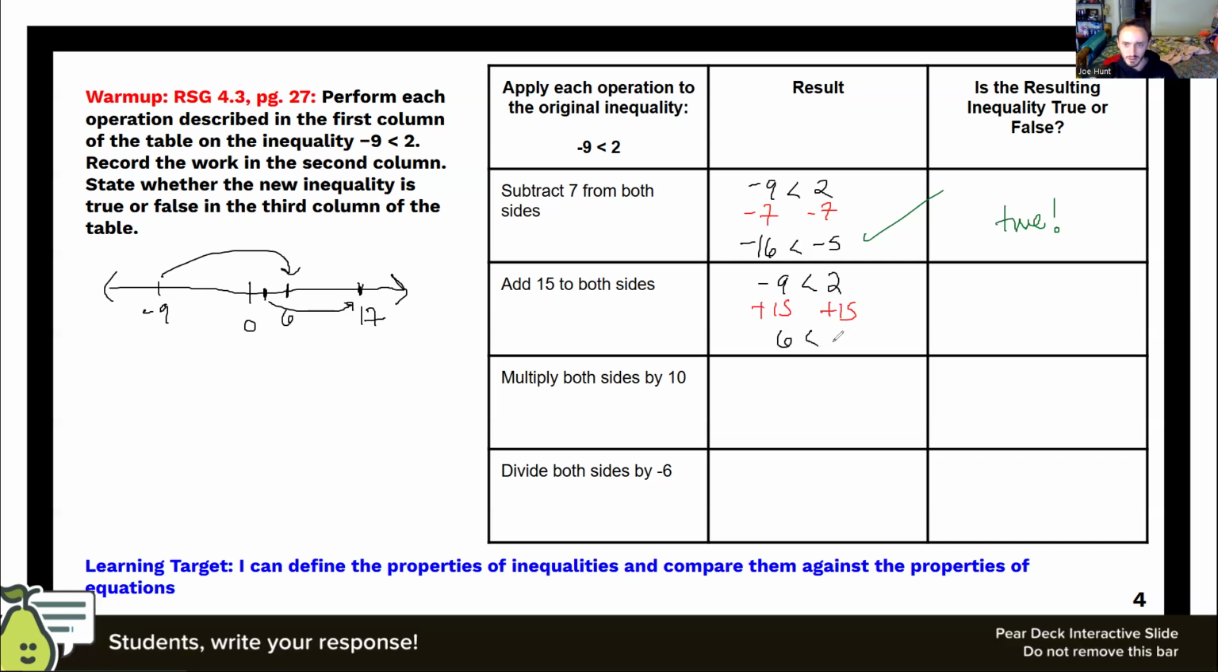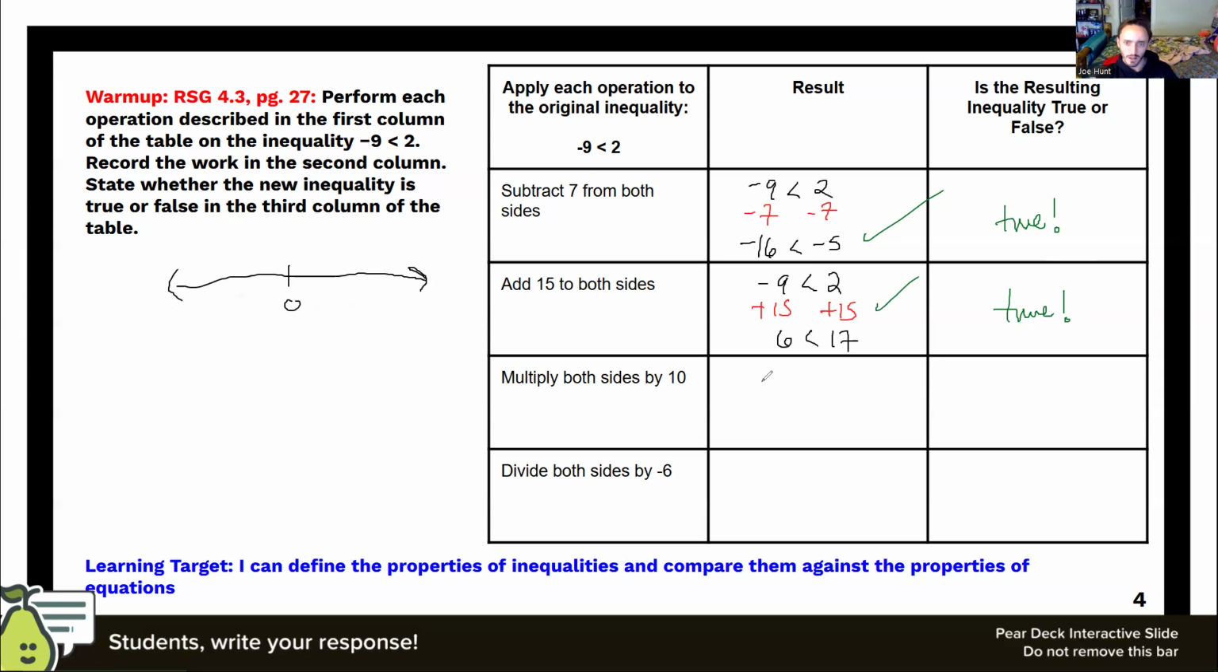So I've got 6 less than 17 in the inequality, and what I'm trying to think about is whether that's true or false. And I'll see here that that is also a true statement. 6 is further to the left on the number line than 17, so there's no issue there, right? Everything's coming out the way that it should when I do addition and subtraction. Now, I also probably want to check this out with multiplication and division.